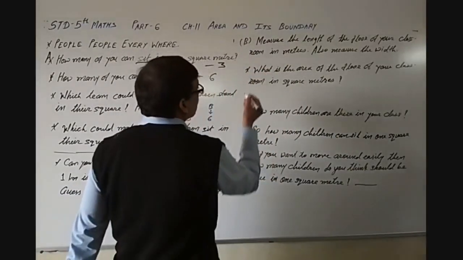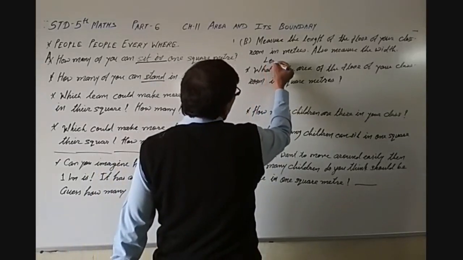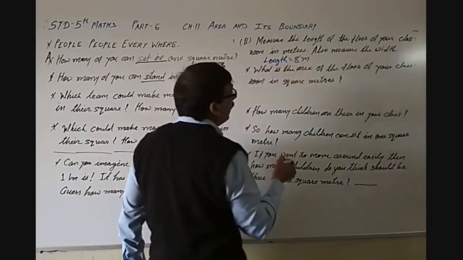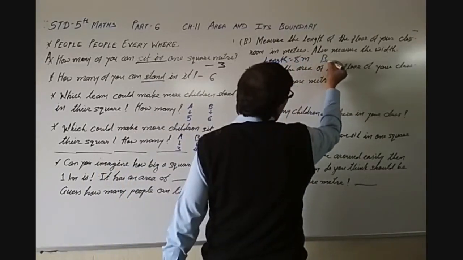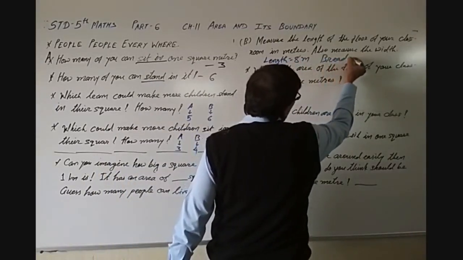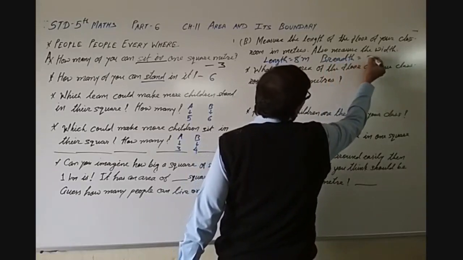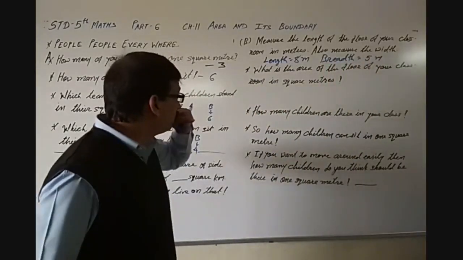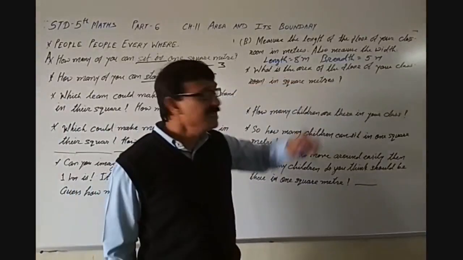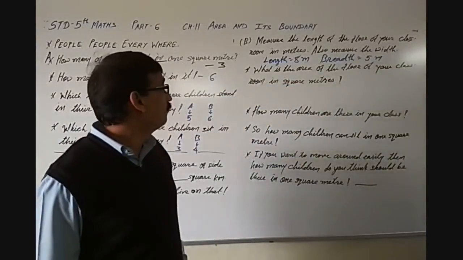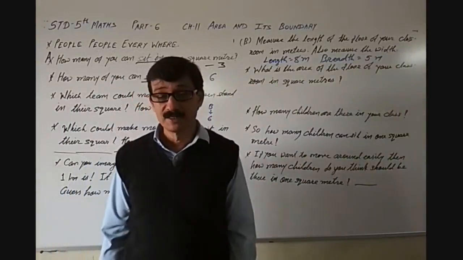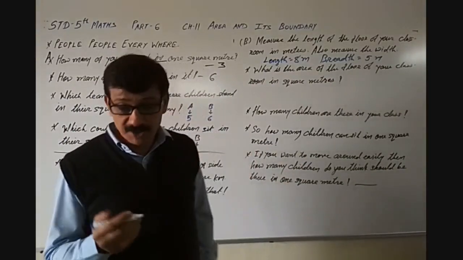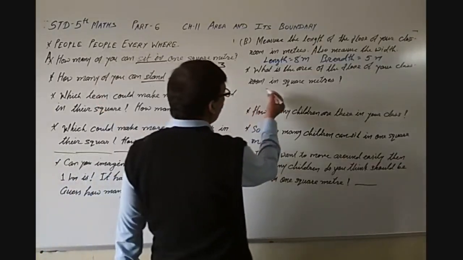By measuring that, suppose the length is equal to 8 meter and the breadth is equal to 5 meter, suppose. Now, what is the area of the floor of your classroom in square meters? We know how to find out the area. So we should write area of floor.